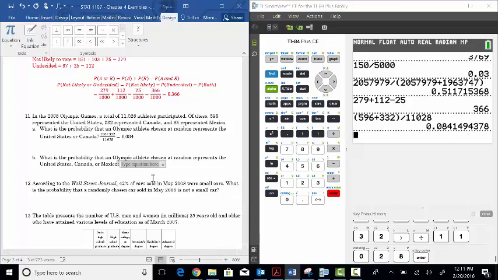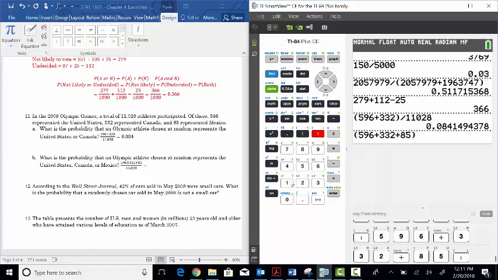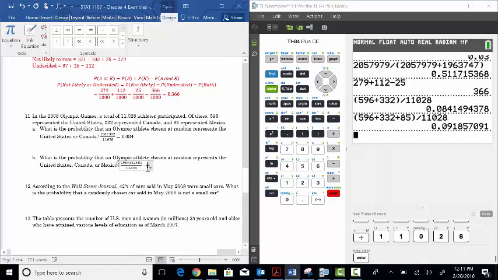Now, if I want to know the probability that they're from the US, Canada, or Mexico, I do the exact same thing, except this time I add up all three: 596 plus 332 plus 85, divided by that grand total. So I add the 596 from the US, plus the 332 from Canada, plus the 85 from Mexico, and divide by the total number of athletes, 11,028. I get a probability of 0.09.